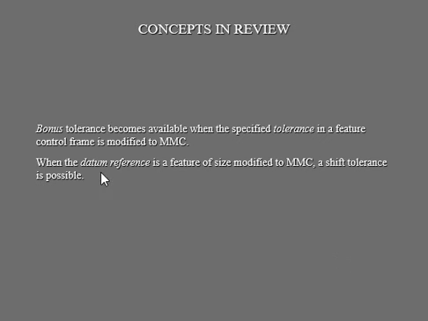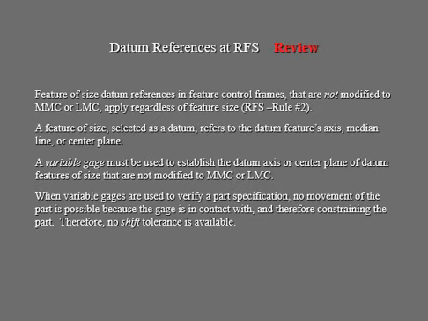Okay, so we already knew from the last part, which is part 1, every time we use MMC we have a bonus tolerance. Why? Because we have modification, because you're dealing with the MMC, so therefore you always have a bonus tolerance. You can't just go with your RFS specified tolerance, you need a little more to deal with your max, because your error is too huge. It's a worst case scenario. When your datum reference is a feature size modified to MMC, you're going to have a shift of tolerance. That's why you need the bonus tolerance to compensate for that error.